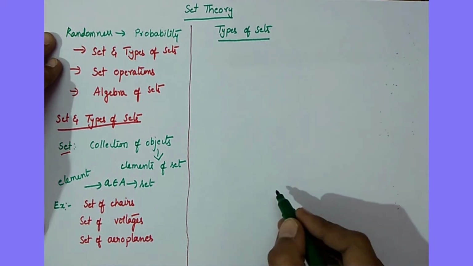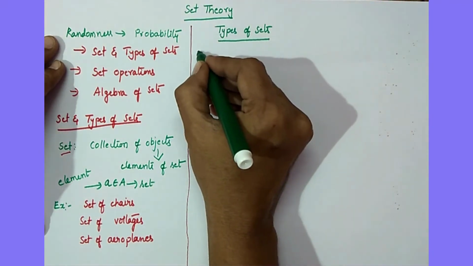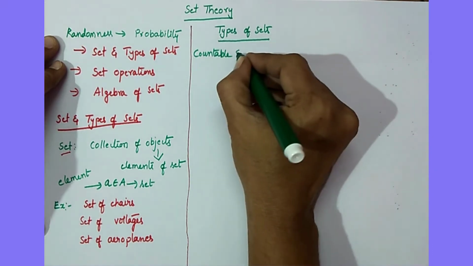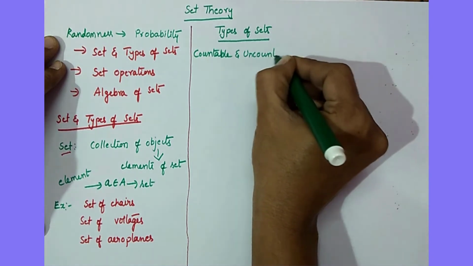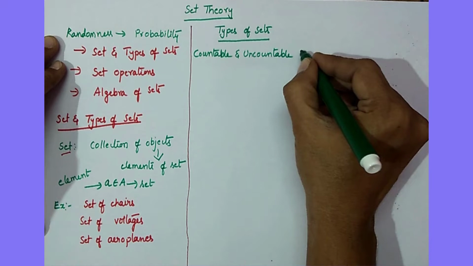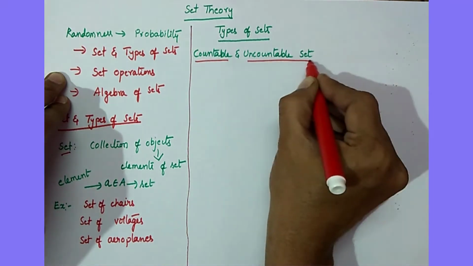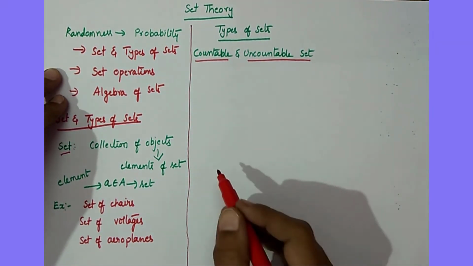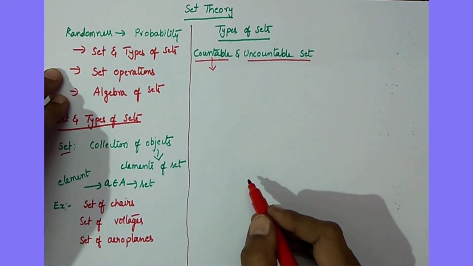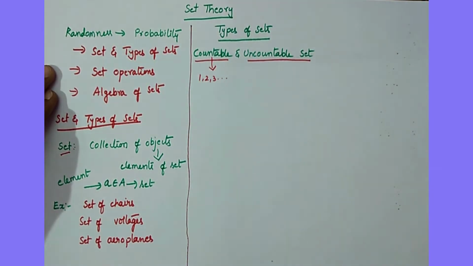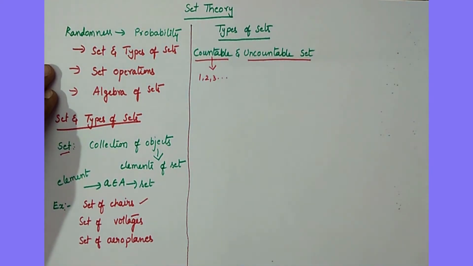Types of sets. The first one is countable and uncountable set. So what is a countable set? If you can count the number of elements in that set, like 1, 2, 3, etc., it is called a countable set. Suppose in this set of chairs, you can count those chairs as 1, 2, 3 like that. That is called a countable set.